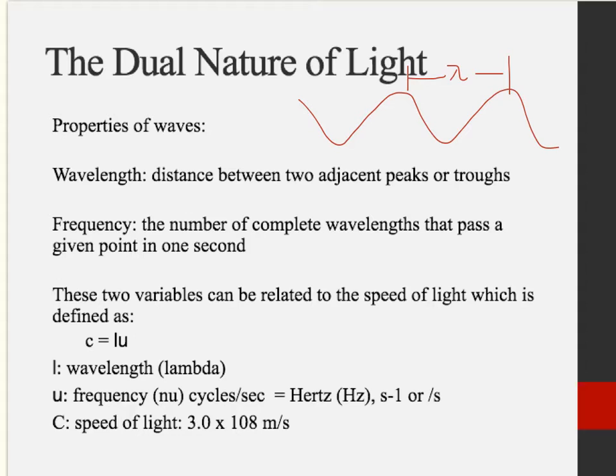All radiation moves at the speed of light. So these two variables can be related to the speed of light, which is defined as c equals lambda nu. And this did not copy the way it should have. So lambda nu. So this is wavelength and frequency.